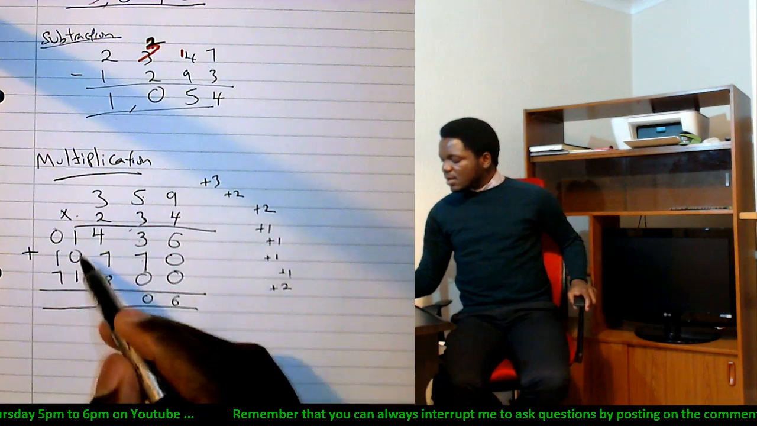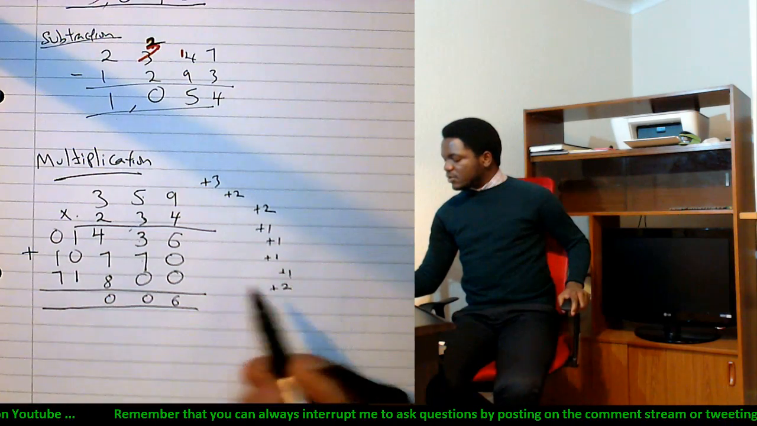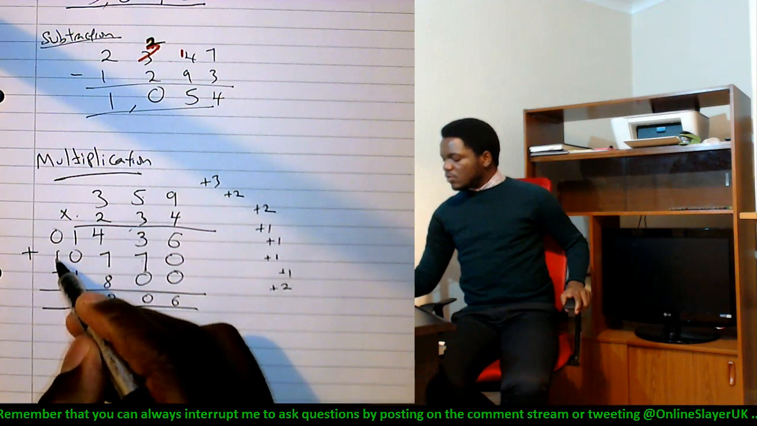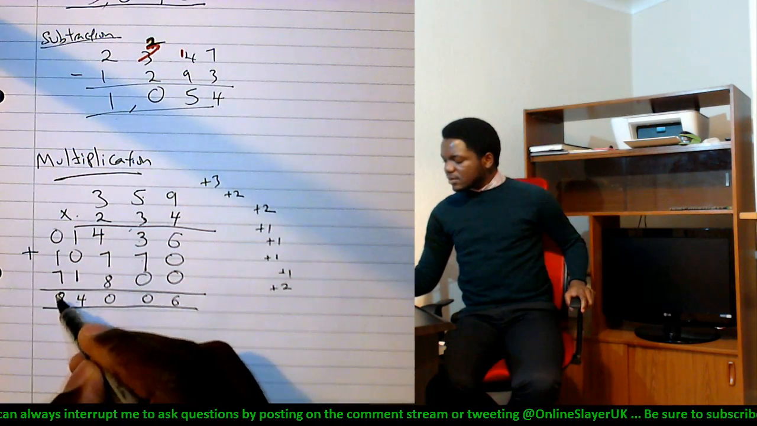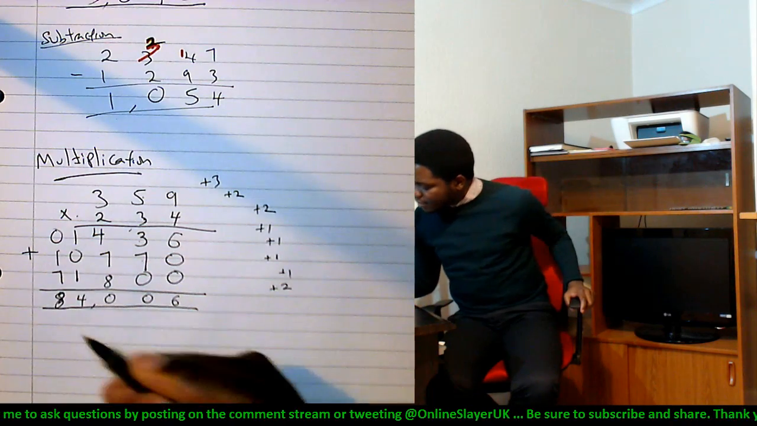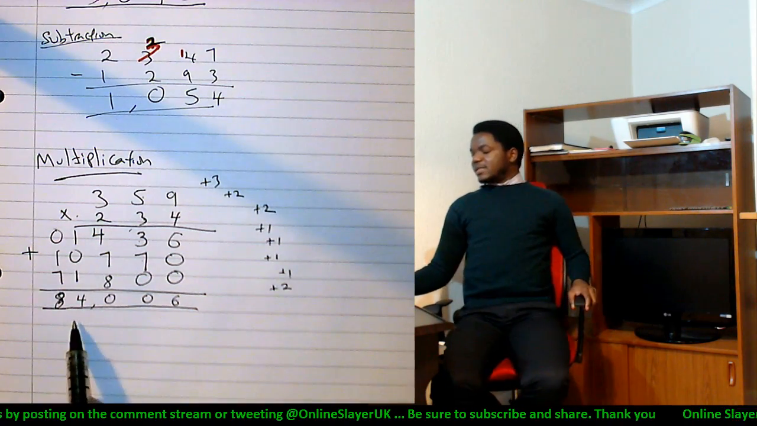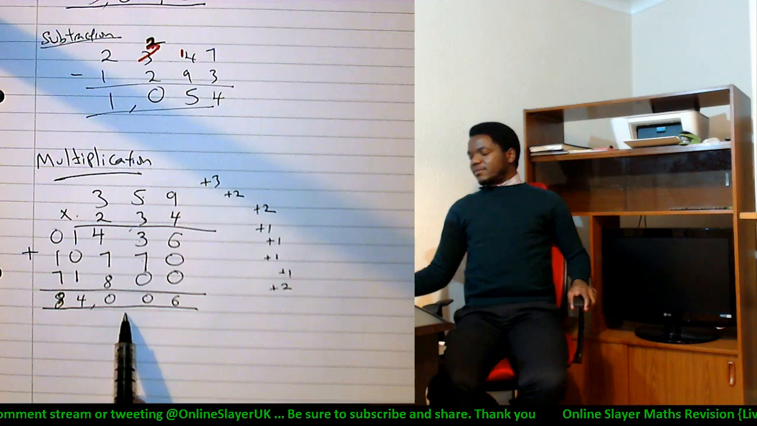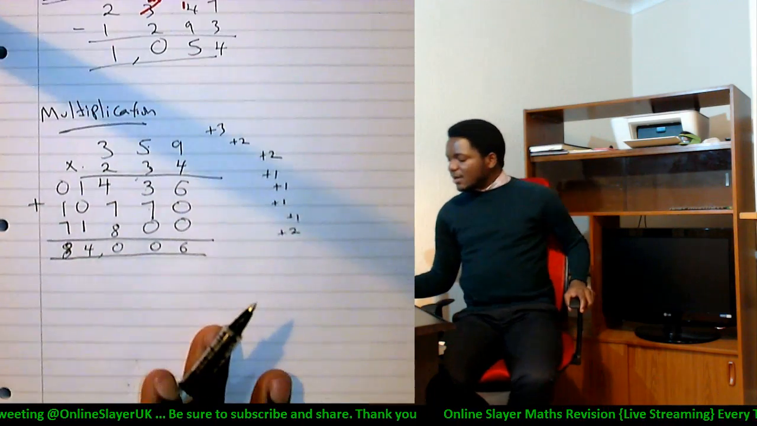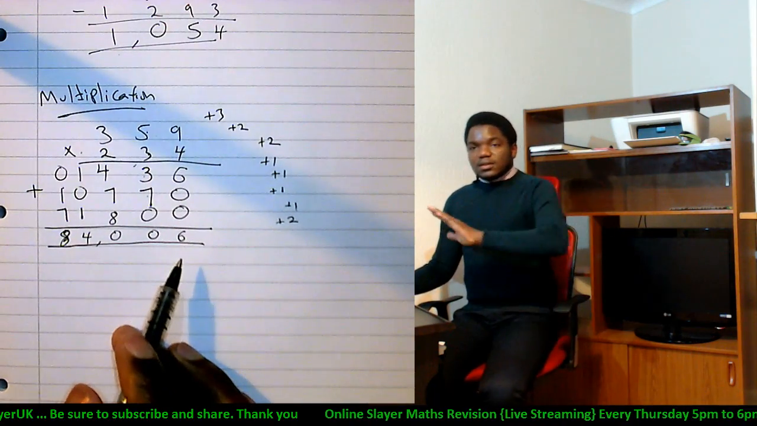1 plus 1 is 2. Plus the 2 I kept is 4. 1 plus 7 is 8. If there should be a comma, then it's going to be here. So 84,006. Cool. That is all about multiplication.